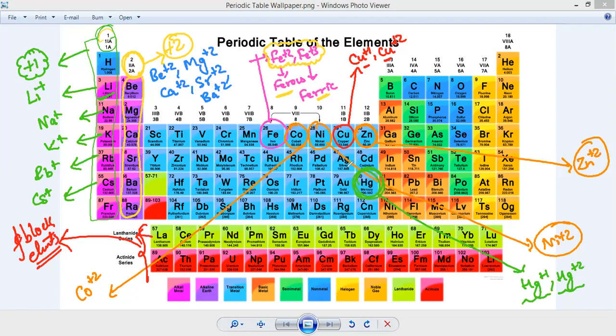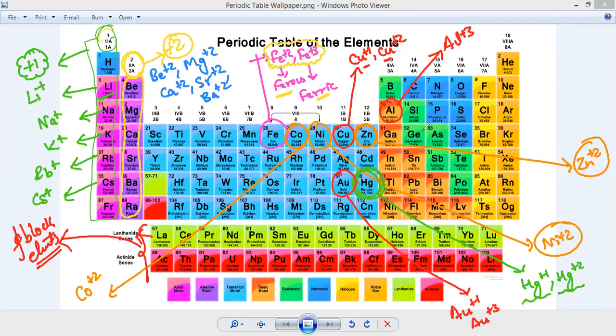Similarly, gold also has two valencies: Au+1 or Au+3. Similarly, aluminium has one valency, that is Al+3. Like this, I think this will be enough for now. You can just take a screenshot of this and memorize all these cations.